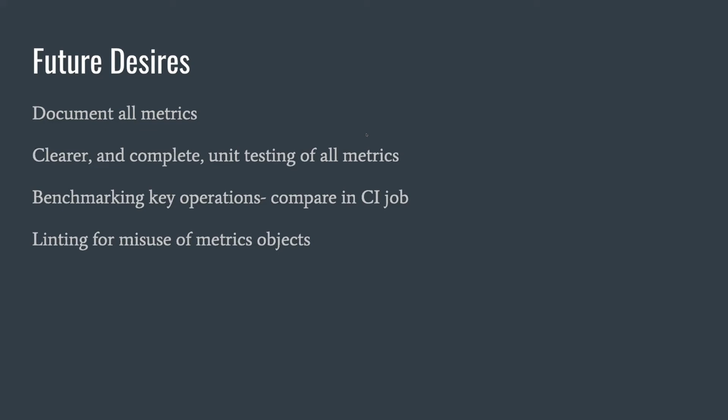Finally, a more wild goal: if someone knows how to write a linter to detect misuse of metrics, that would be amazing, just so that we never run into, again, a problem of, say, high cardinality metrics accidentally being introduced, or them being defined in an incorrect place. That is all I have, so I'll open up to questions.